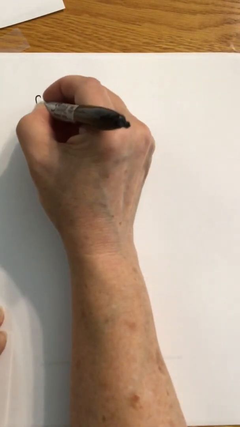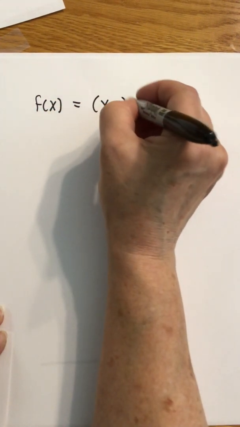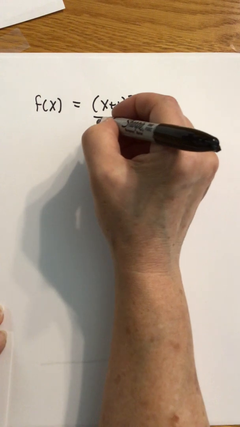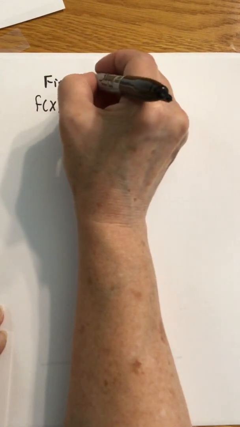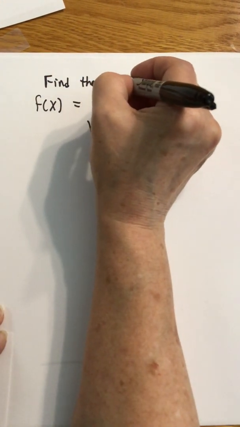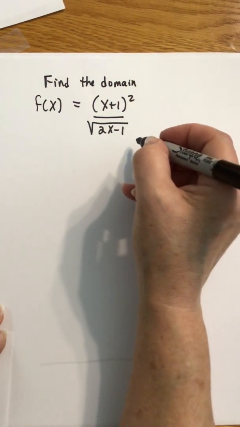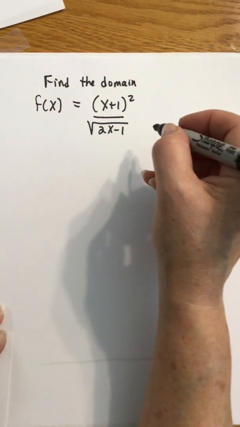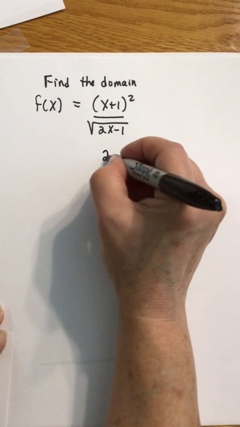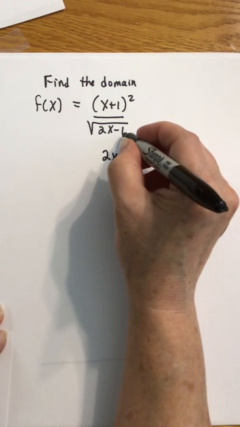Okay, we're going to try one last example of domain. So I have f of x equals x plus 1 squared over the square root of 2x minus 1. And again, this is find the domain. So, do we have a radicand? Yes, we do. Do we have a denominator? Yes, we do. So we have 2x minus 1 is greater than or equal to 0 for the radicand part.